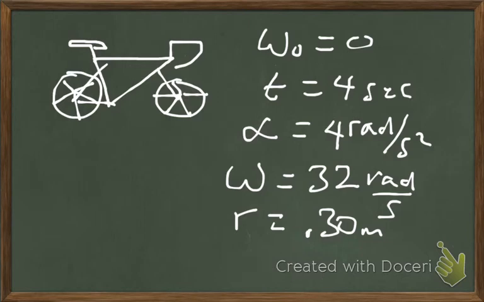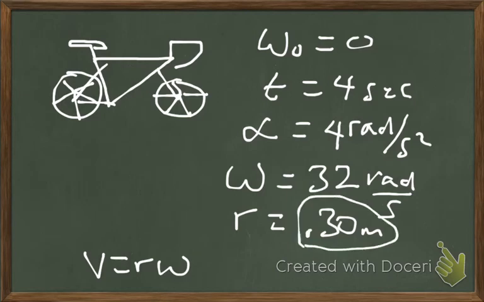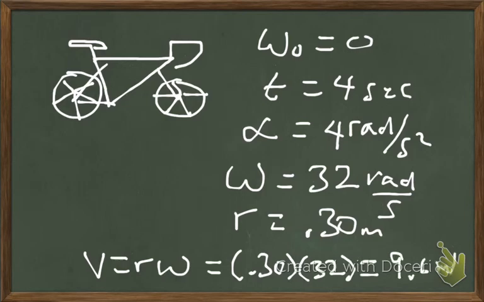Well, all we need to do here is convert our angular velocity into our linear velocity. Since we know the radius of the tire is 0.3, then we know that at the edge of the tire of the bike, or the motion of the bike, is just going to be that radius times velocity. So it's 0.3 times 32. We're going at about 9.6 meters per second at the end of that time.